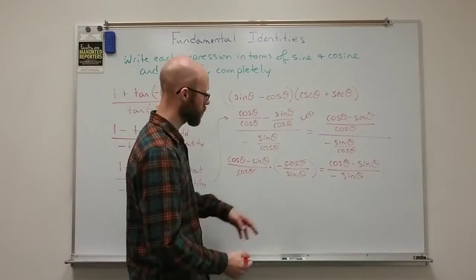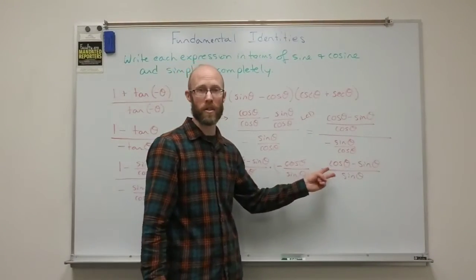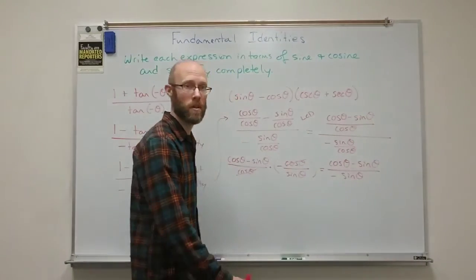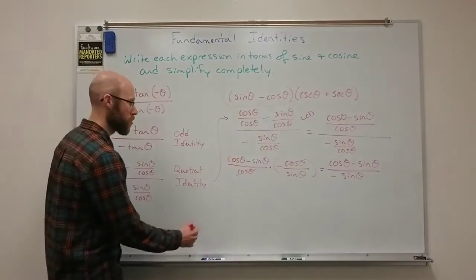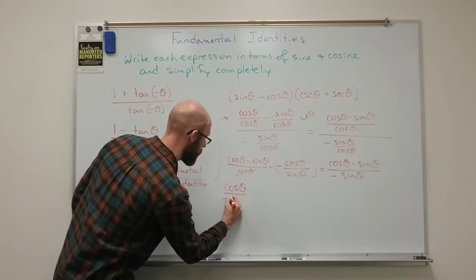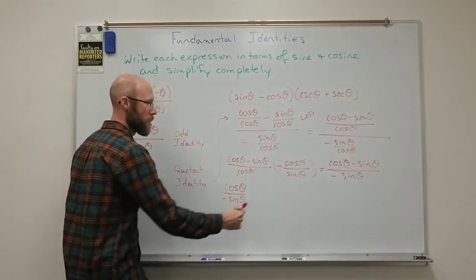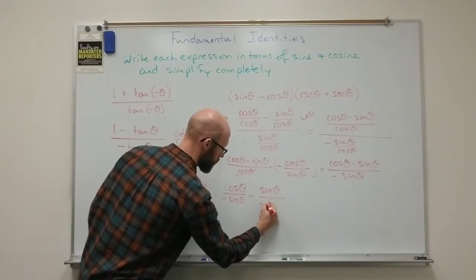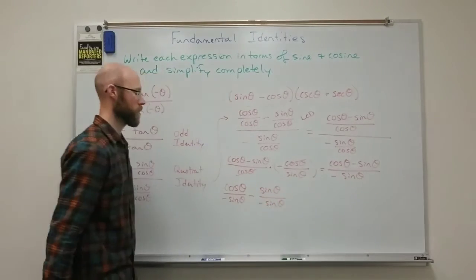Let's look at, you know what? Next thing I might want to do is get rid of fractions. So let's split this fraction up. Let's put the sine on the bottom of each of these terms here. So let's go with the cosine of theta over the negative sine of theta, minus the sine of theta over the negative sine of theta. Interesting.